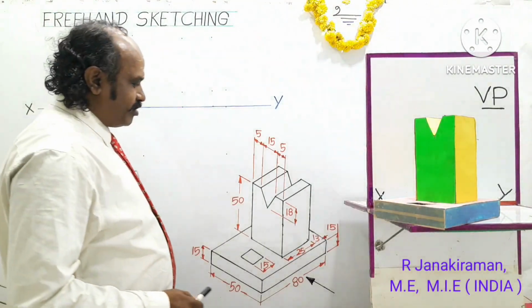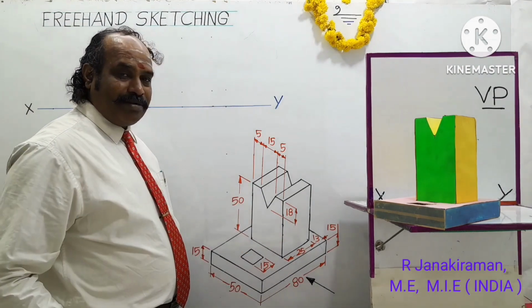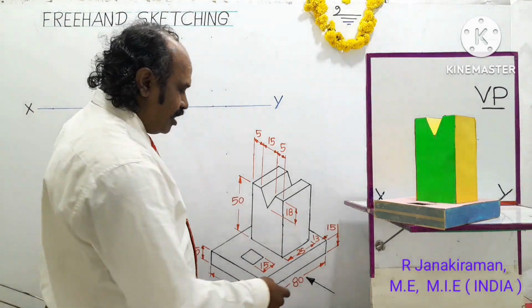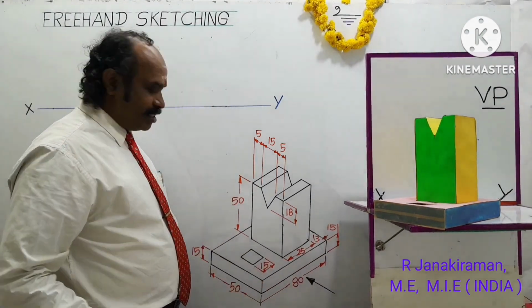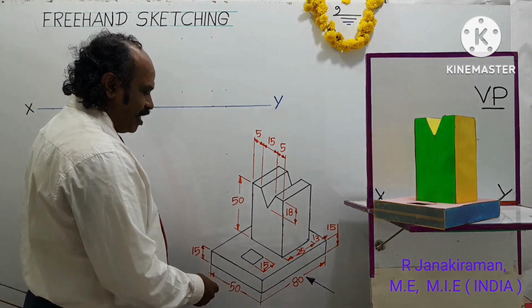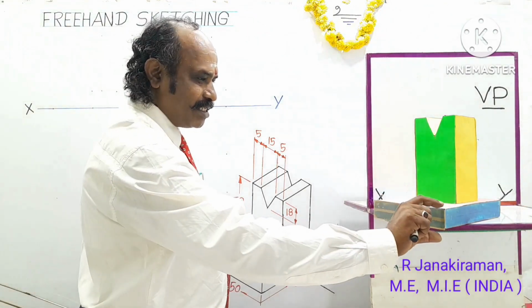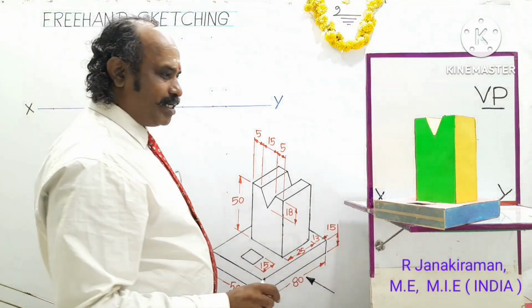The topic is freehand sketching. Consider the various dimensions of the object. The sizes are mentioned in millimeters. All dimensions are in mm, mm meaning millimeter, which is the unit followed. The length of the object is 80 mm. Breadth is given as 50 mm, and the base thickness, look at this object, the thickness of the base is given as 15 mm, 1.5 centimeter.